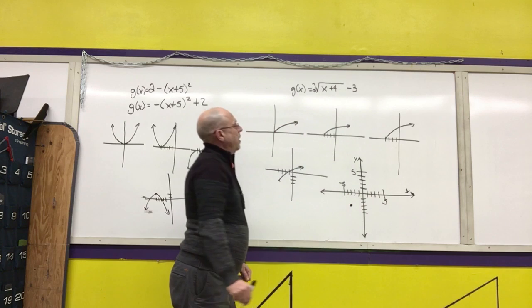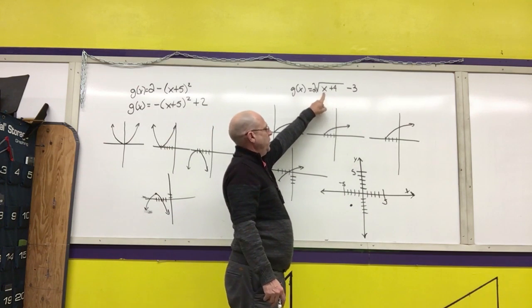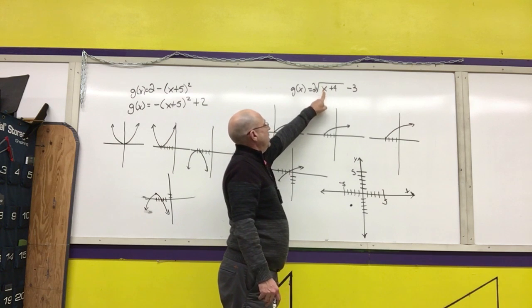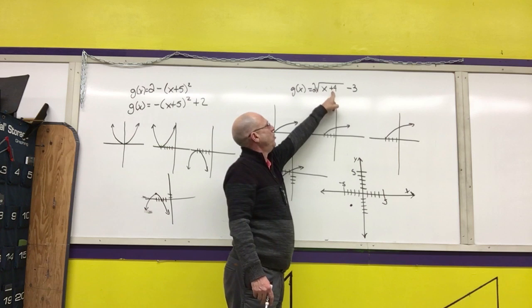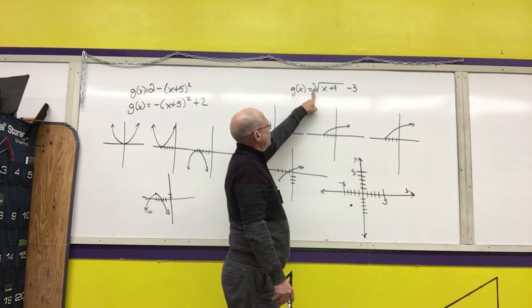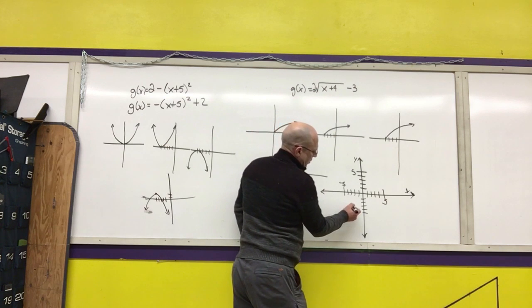Now I'm going to put the next number to the right, that's going to give me a perfect square, which would be negative 3. Negative 3 plus 4 is 1. Square root of 1 is 1. 1 times 2 is 2. 2 minus 3 is negative 1. So at negative 3, I have negative 1.